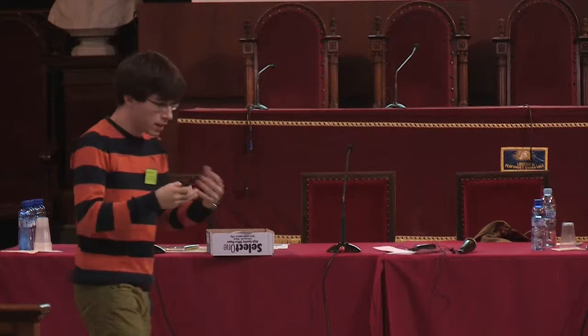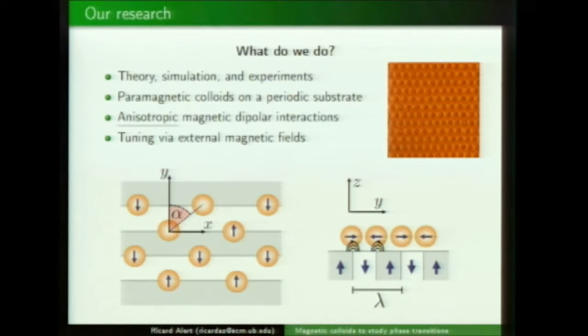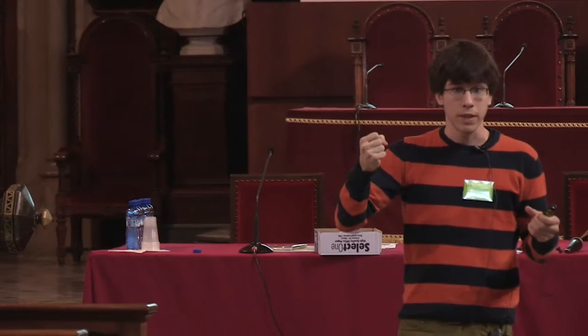And so what exactly do we study? In our team, we do theory, simulation, and experiments, everything about a system of paramagnetic colloidal particles that are assembled on top of a substrate, okay? And the substrate is periodic, as you can see in the pictures. There are some stripes, and then we assemble the colloidal particles on top of it, okay? And since they are paramagnetic, they acquire a magnetization. And with this magnetization, they interact with each other through the dipolar magnetic interaction.